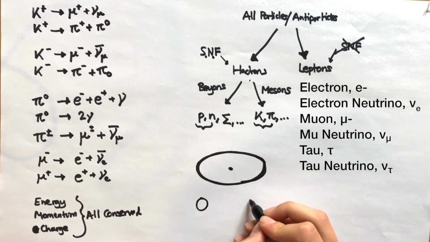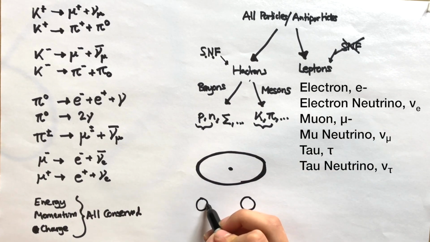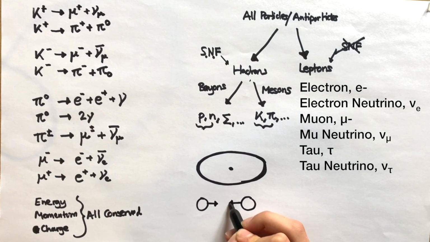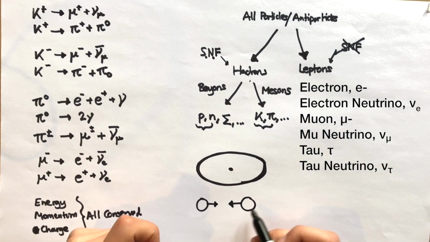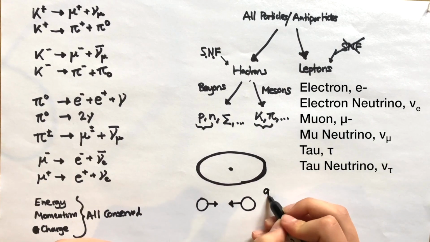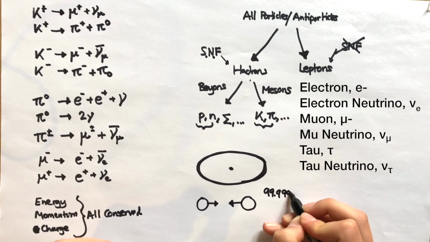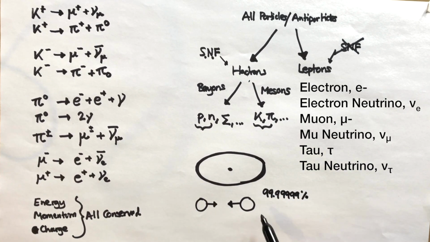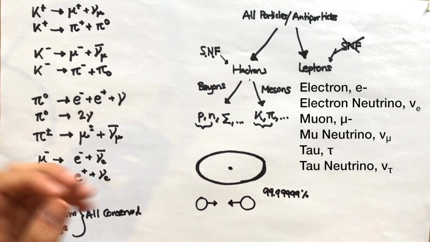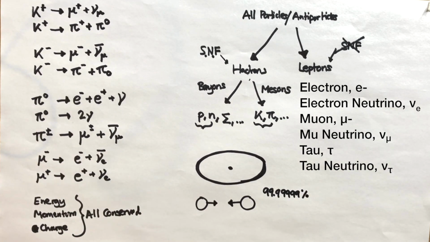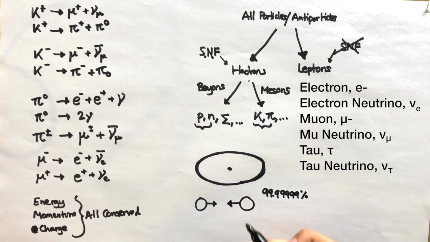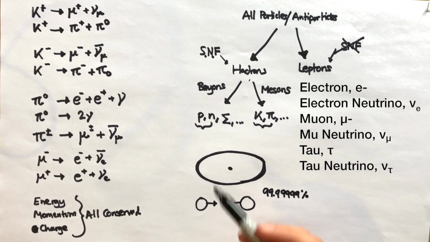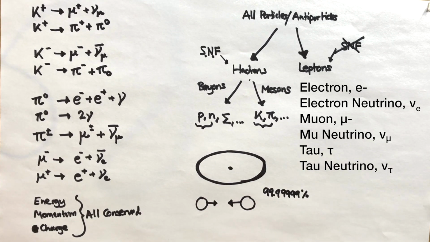So say we have two particles. They're accelerated to very nearly the speed of light, something like 99.99999% of the speed of light. They're accelerated to such a high speed, and then they smash into each other. And what actually happens when they're smashed into each other? Well, you get new particles flying out of the collision.